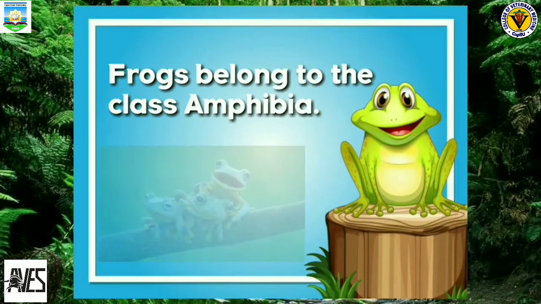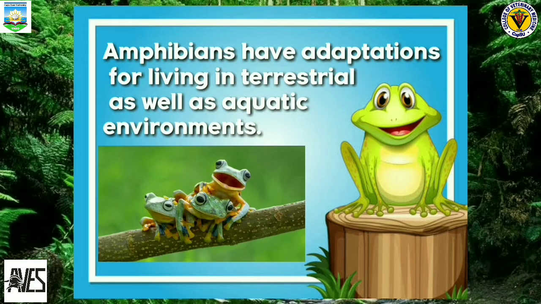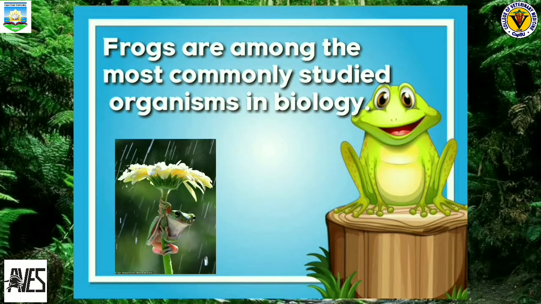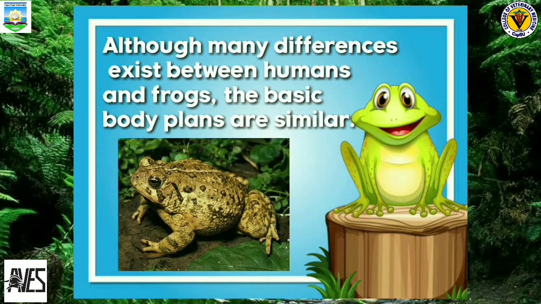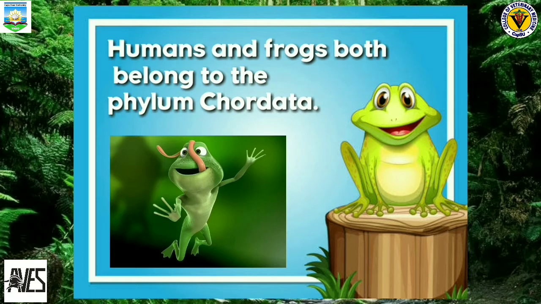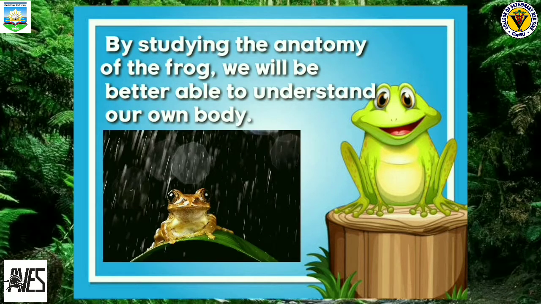Now, let's talk about the background information of the frog that we are going to dissect. Frogs belong to the class Amphibia. Amphibians have adaptations for living in terrestrial as well as aquatic environments. Frogs are among the most commonly studied organisms in biology. Although many differences exist between humans and frogs, the basic body plans are similar. Humans and frogs both belong to the phylum Chordata. By studying the anatomy of a frog, we will be better able to understand our own body.